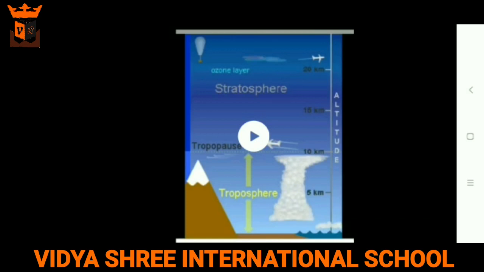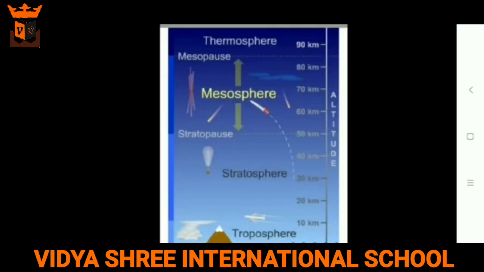And one of the most important features of the stratosphere is that it contains the layer of ozone gas, which helps in protecting us from the harmful effects of the sun's rays.